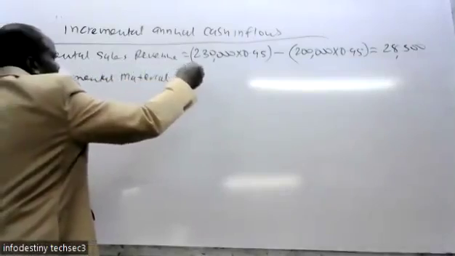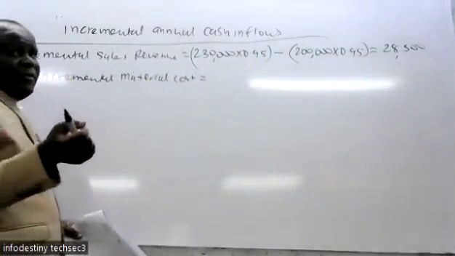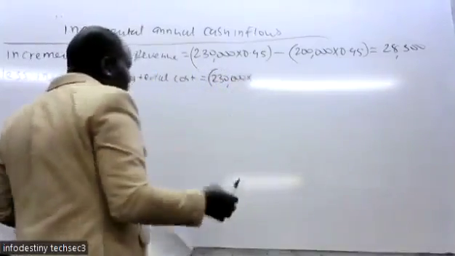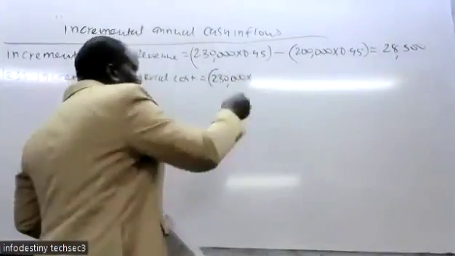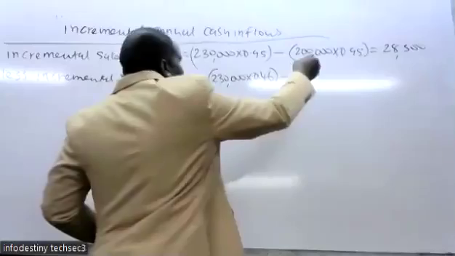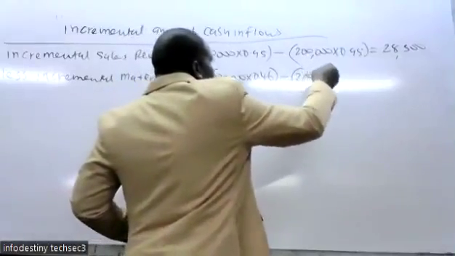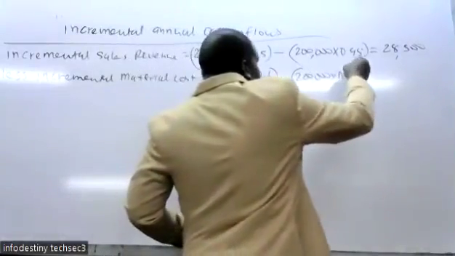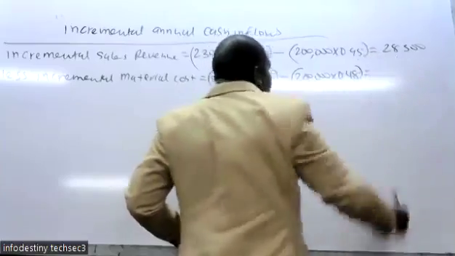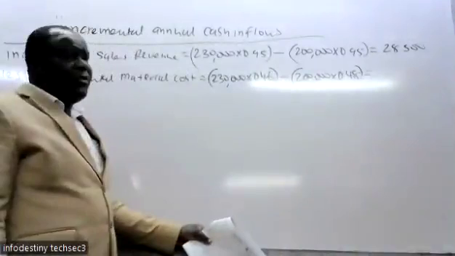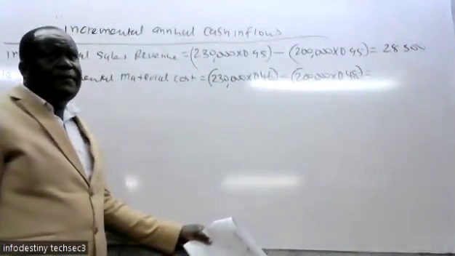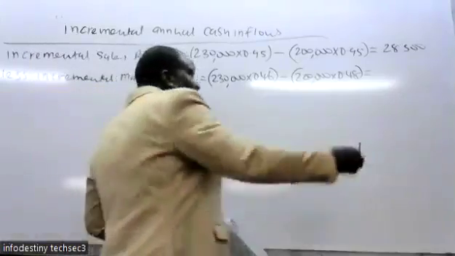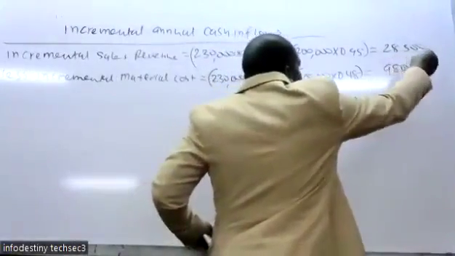So what you do, start with the advanced, because it's the one with more. So take 230,000 multiplied by 0.46. We subtract the 200,000 multiplied by 0.48. So that should be able to give us the incremental material cost. So we are subtracting the figure 9,800.